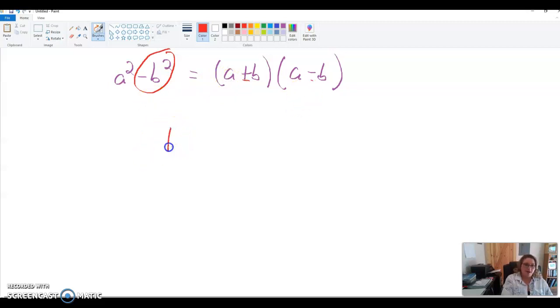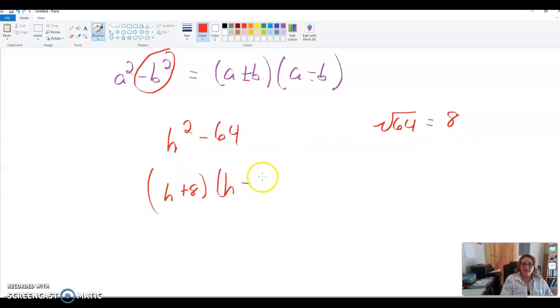So an example of that would be h squared minus 64. I can take the square root of 64, which is going to be 8. So when I do the difference of my two squares, I have h plus 8 times h minus 8 to give me the difference of those two squares. Okay. Again, the key thing you want to always remember is factoring out your greatest common factor. You always want to take a look at that.